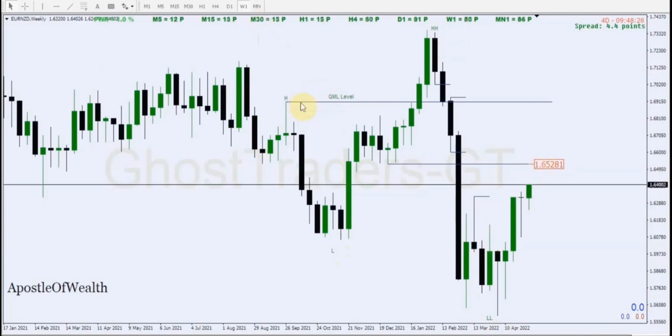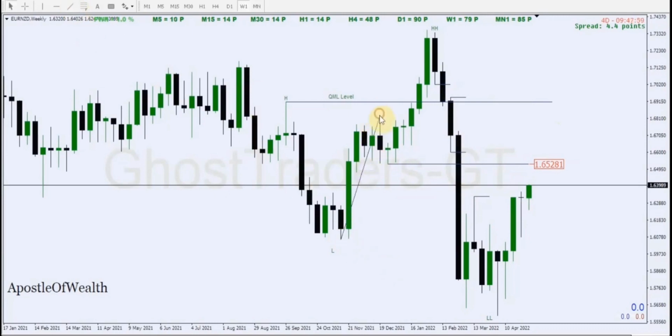So this level here is going to be our QML level. And if you look here, we have a fair value gap above this level of our QML. And then we also have another fair value gap here. And then we have this low here, this previously broken low. You can see price broke it. But if you look close, let me just show you.